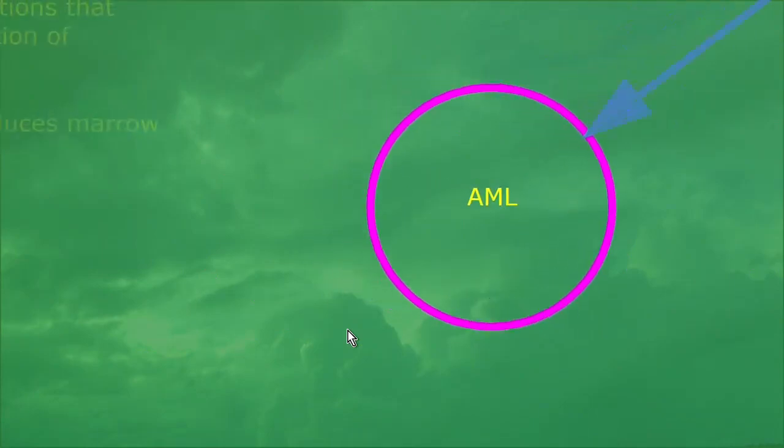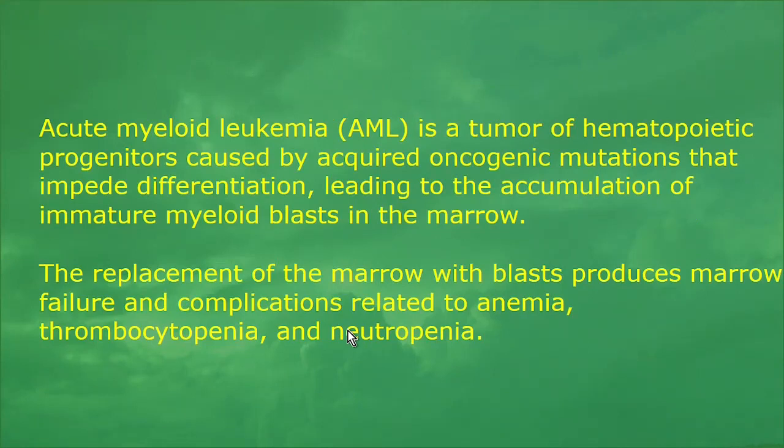Acute myeloid leukemia. AML is a tumor of hematopoietic progenitors caused by many different types of mutations, which finally causes accumulation of myeloblasts in the marrow. These myeloblasts replace the normal elements of marrow, because of which there is marrow failure and complications related to anemia, as erythroid synthesis is affected, thrombocytopenia, platelets are not produced, and neutropenia.